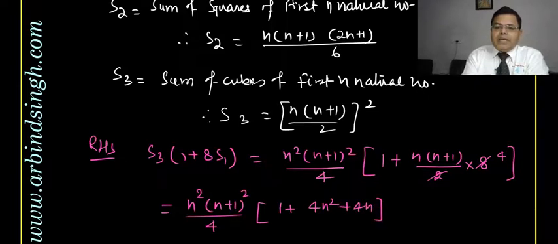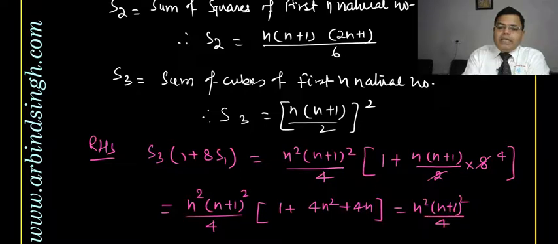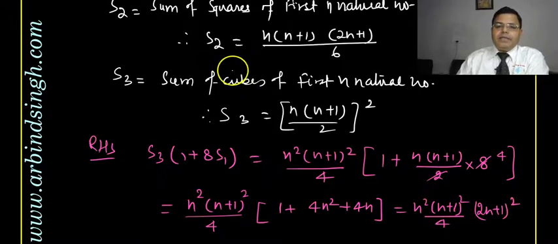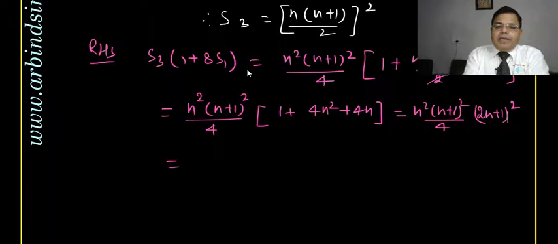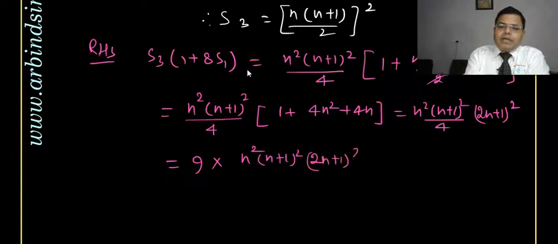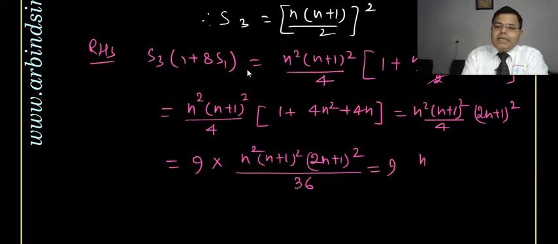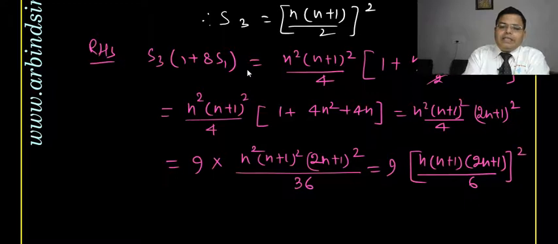So that can be written as n square into n plus 1 whole square upon 4, and that is nothing else but 2n plus 1 whole square. Now if we divide by 9 and multiply by 9, that can be written as n into n plus 1 into 2n plus 1, whole divided by 6, whole square. Can I write like this? And this is nothing else but S2 square. So that is LHS, and this can be proved.